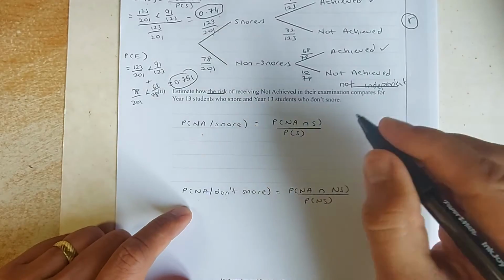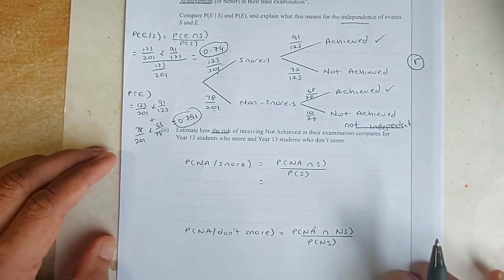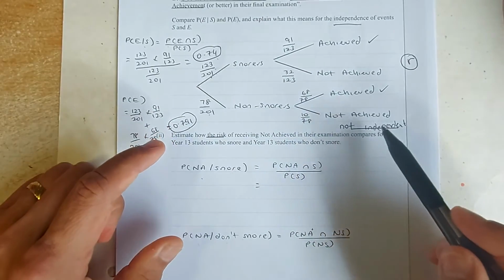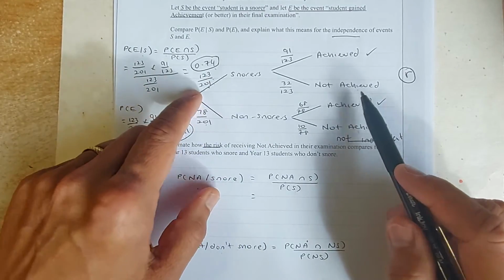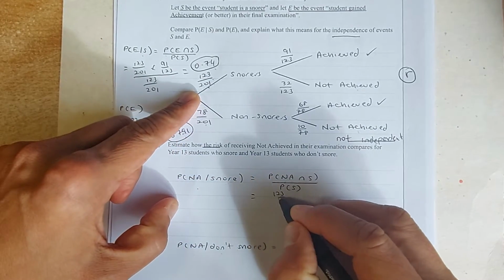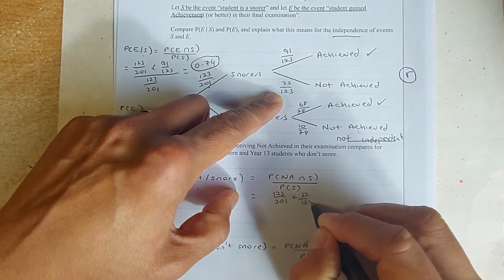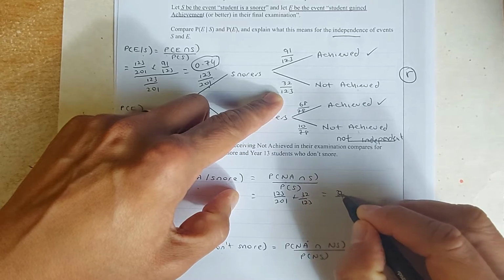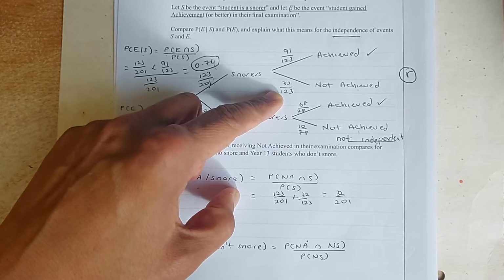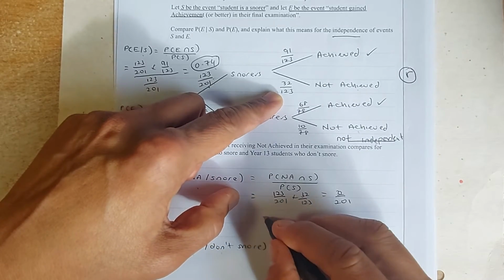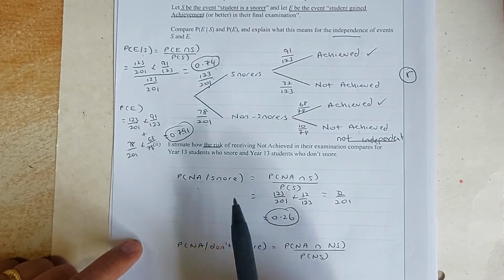And now we're going to calculate the probability of not achieve and snore. We are going to look back at the tree diagram. Not achieve and snore is going to be here. You take this number, 123 over 201 multiplied by 32 over 123, and the answer is going to be 32 over 201. And if you put it in the calculator, it's going to be 0.26. That will be the answer for not achieve given snore.